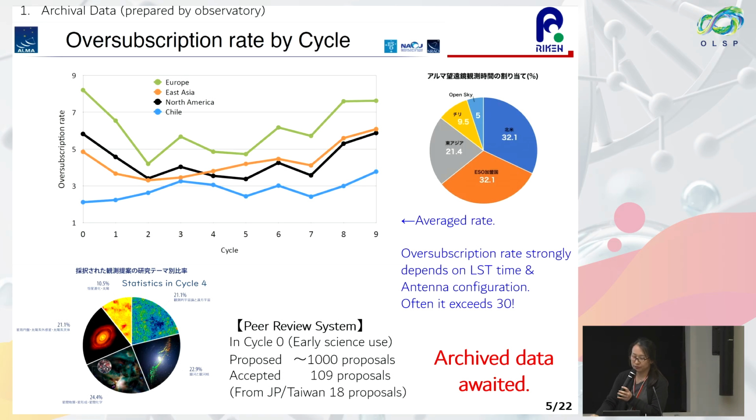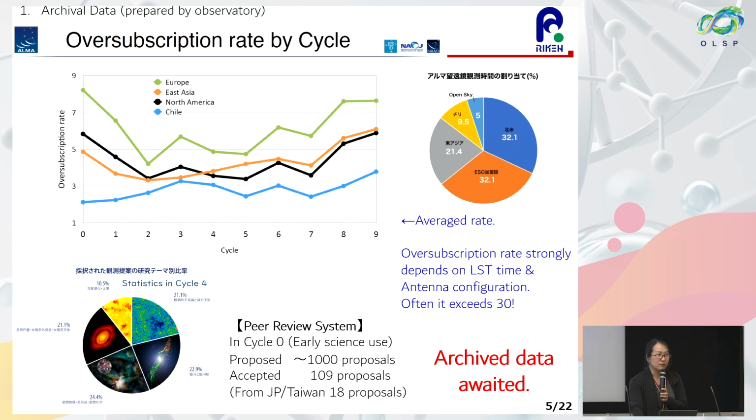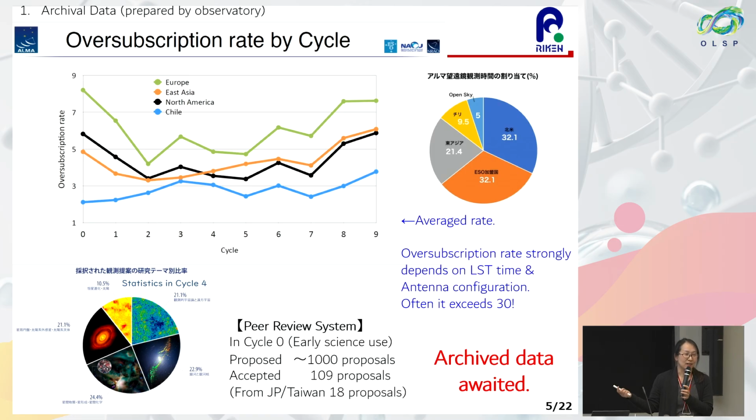So that means after the observation, everybody is waiting for the data to be opened. People want to look at the data because only one group can get the data for, for instance, one configuration with a certain time. So the archival data is awaited. Actually, as you see here, in cycle 0 the competitive ratio was something like 10, and only 18 proposals were accepted from the East Asian field. So it's super hard to get it.